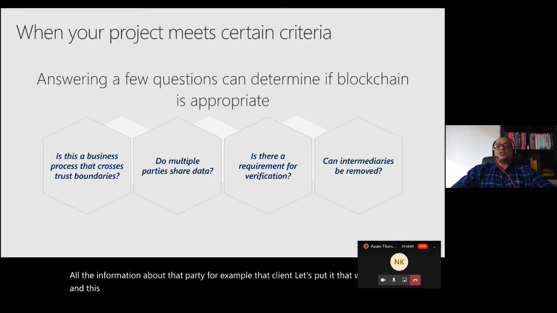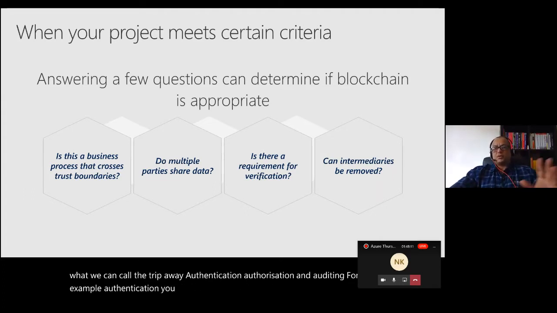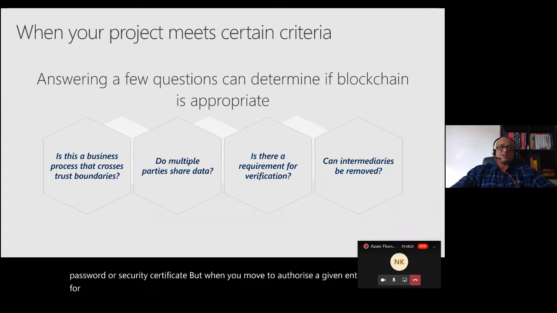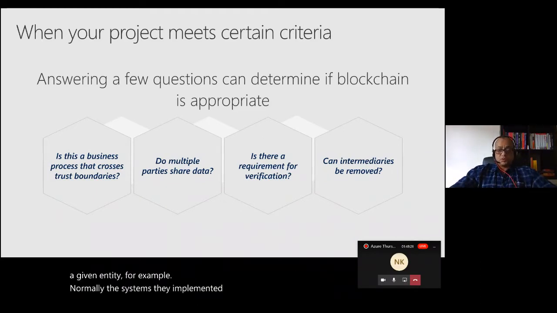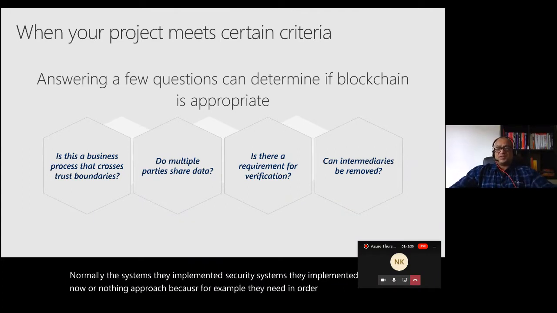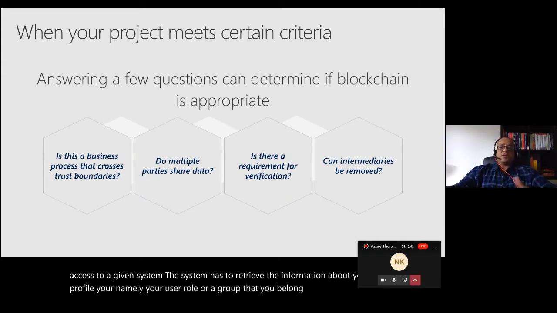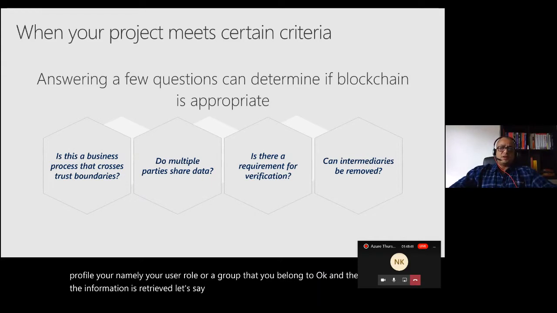This is interesting because the security solutions nowadays implement what we can call the triple A: authentication, authorization, and auditing. Authentication, you provide your pair of credentials, your username and password, or a security certificate. But when you move to authorize a given entity, normally the security systems implement an all or nothing approach, because in order to give you access to a given system, the system has to retrieve the information about your profile, namely your user role or the group that you belong to. All the information is retrieved from a kind of LDAP server, or a backend user repository that can be a relational database as well. It doesn't matter.